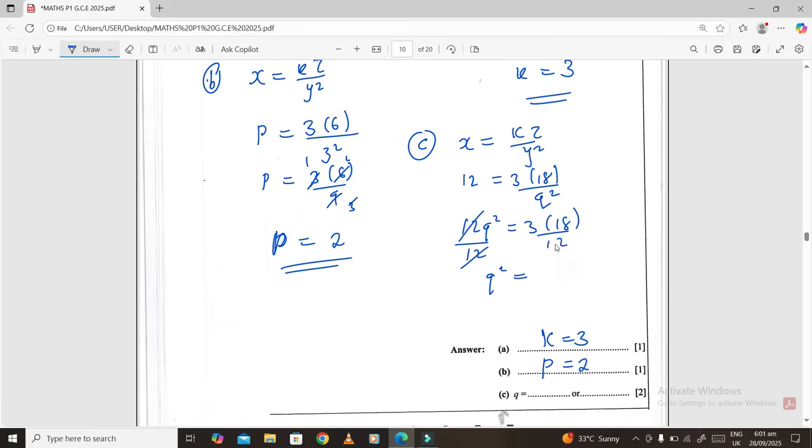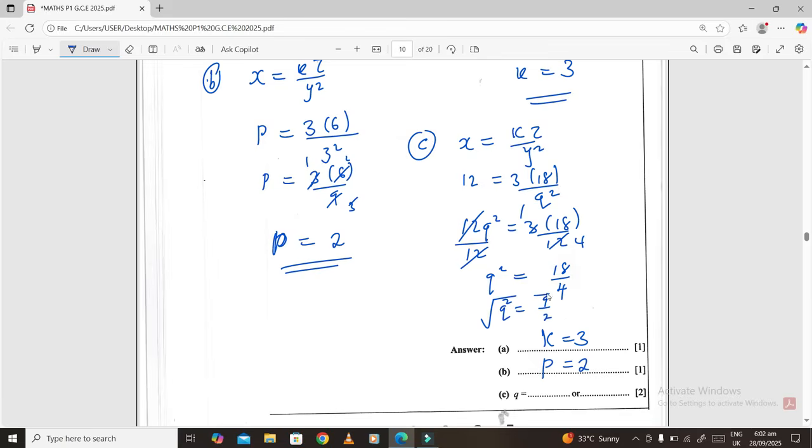Q squared will be equal to, here we can reduce things. That's 1. Here 3 into 12, it's a 4. And then here we've got 18 over 4, if I'm not mistaken there. Because I don't want to work with bigger numbers, I have to reduce that. Okay, so when we work out here, this of course can be reduced to q squared is equal to 9 over 2.